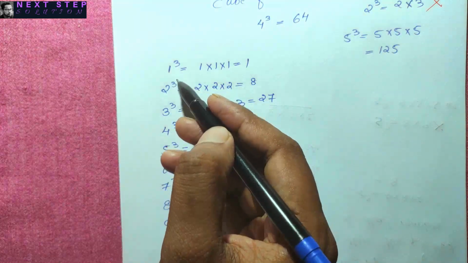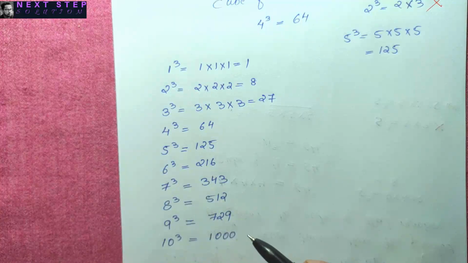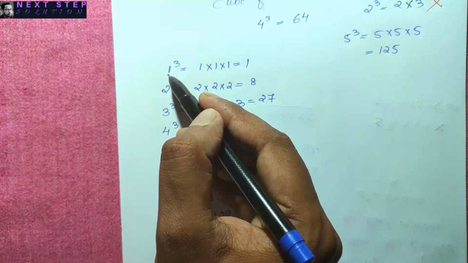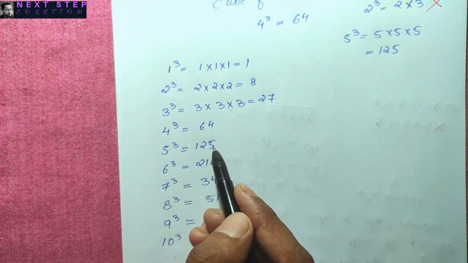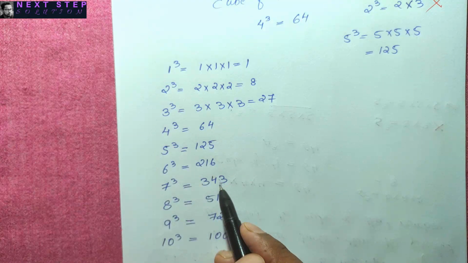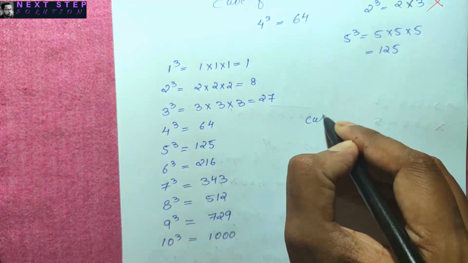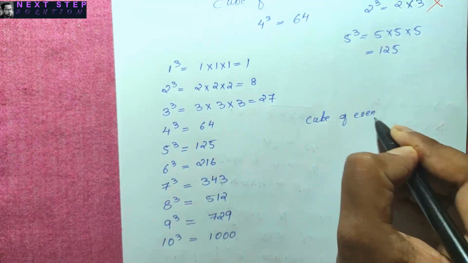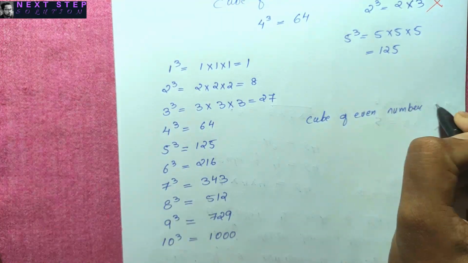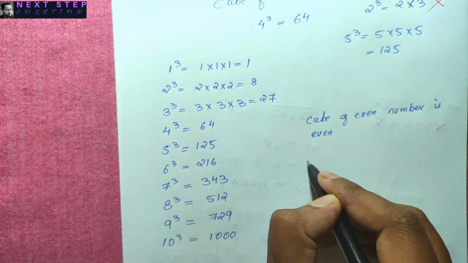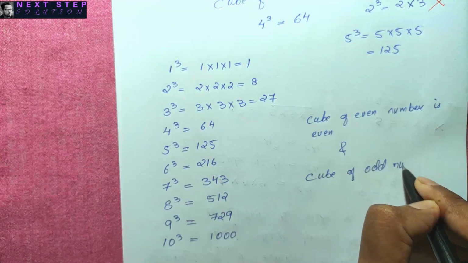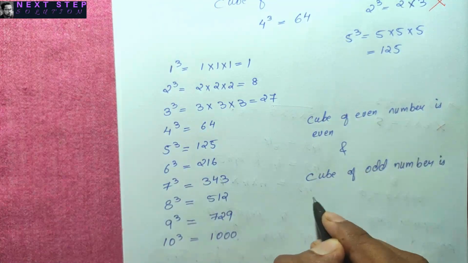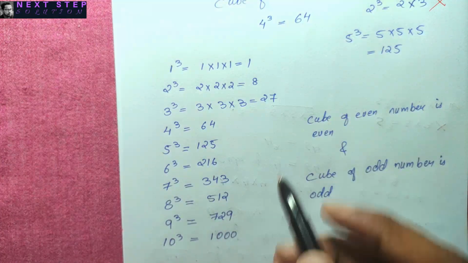So these are the cubes of single digit numbers. You need to memorize this. It is better to memorize the cubes of at least 10 numbers. Now, if you observe this, 1 is an odd number, the cube is odd. 3 is an odd number, the cube is odd. 5 is an odd number, the cube is odd. 7 is an odd number, the cube is odd. So here you have observed that cube of an even number is even, and cube of an odd number is odd.